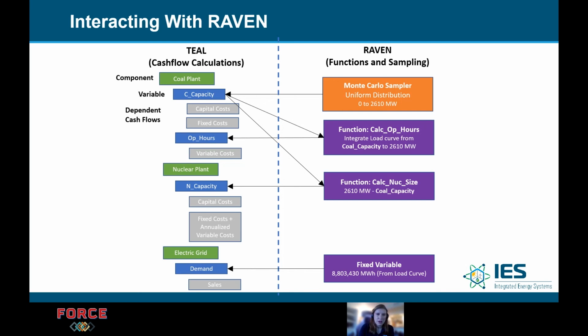And then for the operating hours, if we know the capacity of the coal plant, I wrote a function that takes the integral under the curve of the area minus where the nuclear plant would be, because the nuclear plant is going to take the base of the curve, since it's the one that runs at 95% capacity and doesn't have variable costs. So it just takes the area under the curve of what's left after the nuclear plant meets it. And then for the electric grid, I have the demand, that's the full number of hours under the curve, and then the price of electricity.